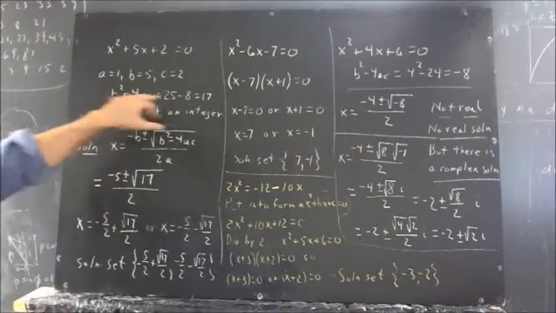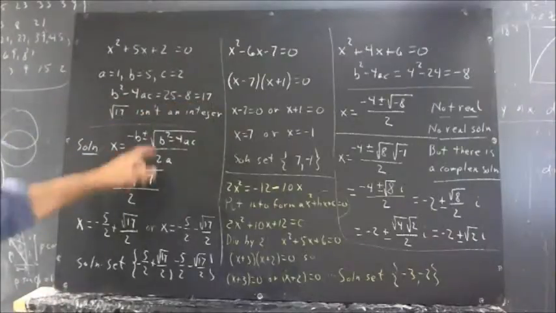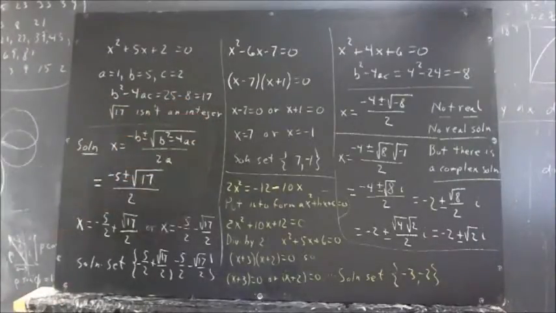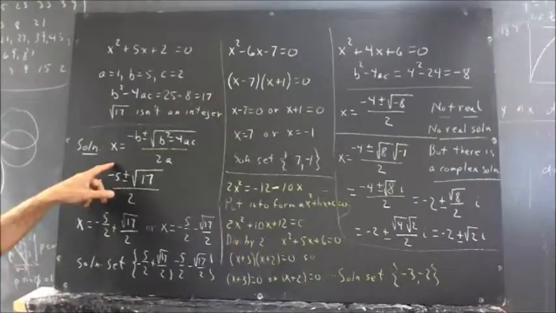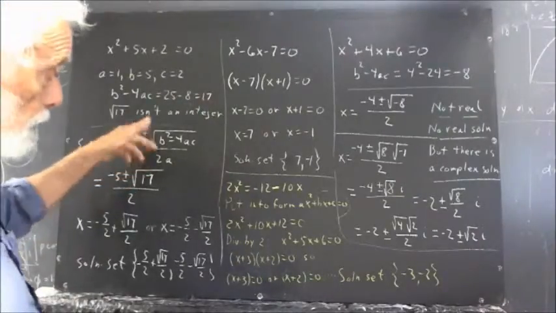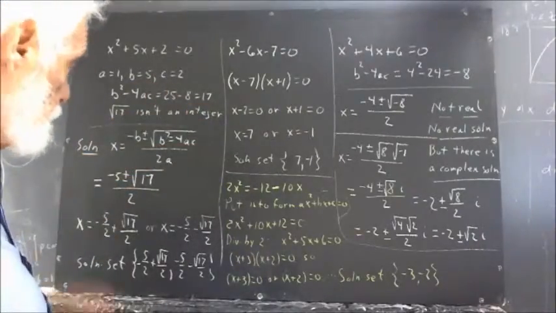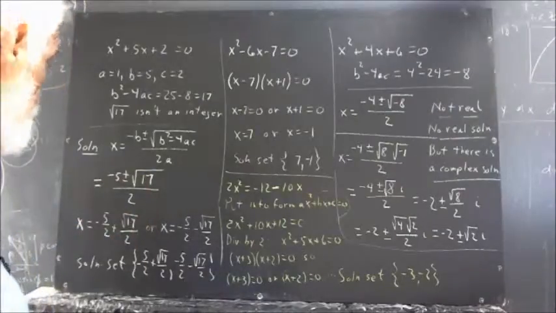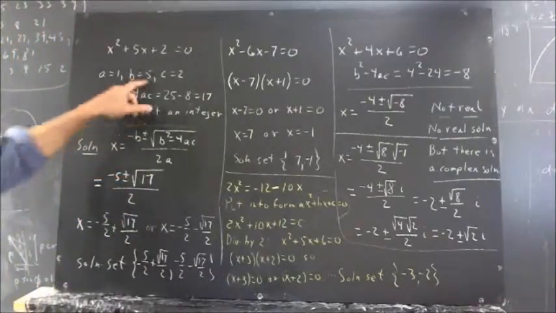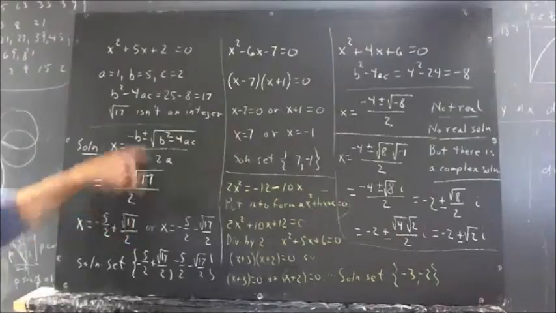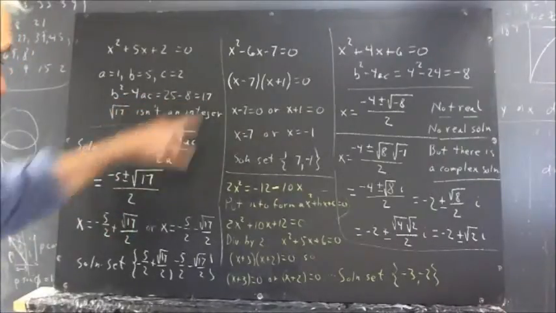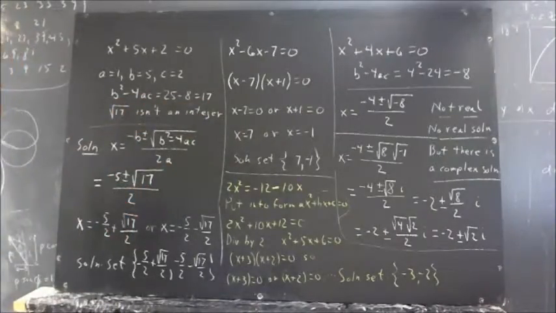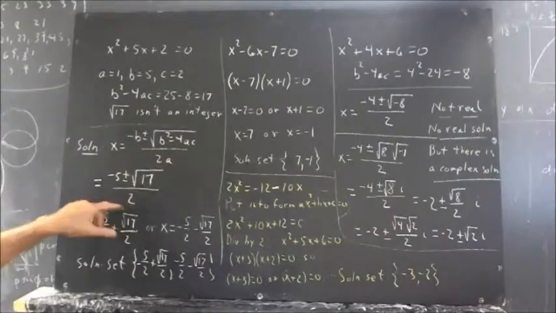And we've already got a head start. We've already got the square root of b squared minus 4ac. We know that's 17. So we write down the quadratic formula, negative b plus or minus the square root of b squared minus 4ac, all that divided by 2a. b is 5, so negative b is negative 5. b squared minus 4ac, we calculated up here, it's 17. And a is 1, so 2a is 2.